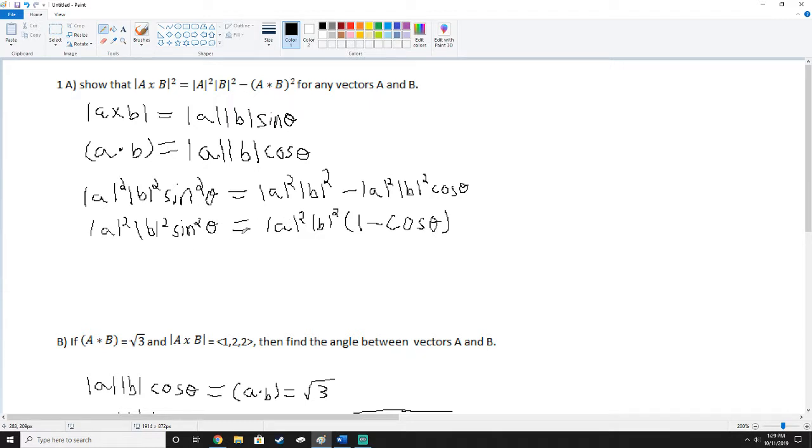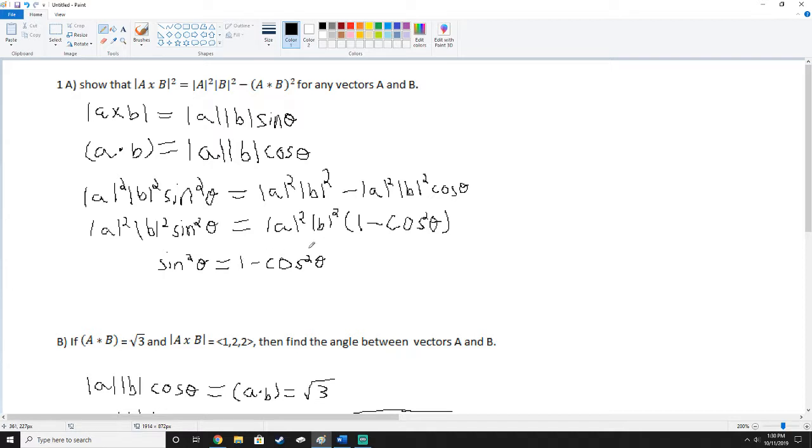Now, if we look at both sides of the equation, we notice that magnitude of a squared and magnitude of b squared are present on both sides. So we can divide magnitude of a squared and b squared from both sides, and that leaves us with just sine squared theta is equal to 1 minus, sorry, I forgot to put the square over here, cosine squared theta.